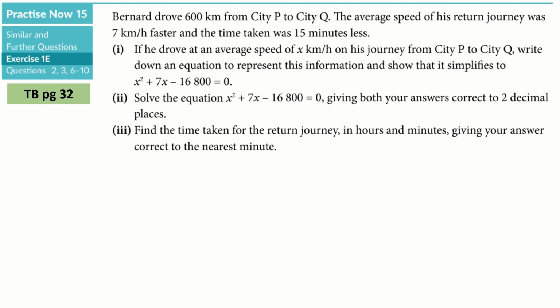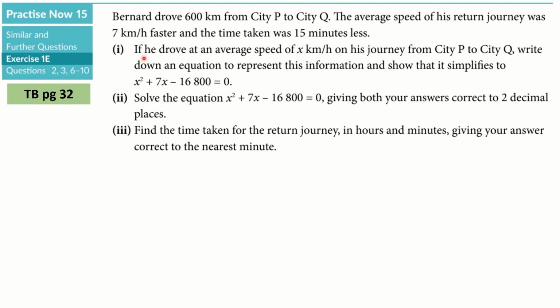It says that Bernard drove 600 kilometers from city P to city Q. So there are two cities. The average speed of his return journey was 7 kilometers per hour faster, and the time taken was 15 minutes less. So we take note that this second statement is talking about the return journey.